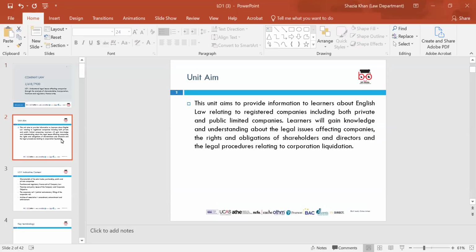Moving on to the next slide, the unit aim is to provide information about English law relating to registered companies. So how companies register, what types of companies we have. We'll be looking at private and public limited companies, and the learners will gain knowledge and understanding about the legal issues affecting companies, the rights and obligations of shareholders and directors, and the legal procedures related to corporation liquidation. So that's what we'll be concentrating on in learning outcome 1, which is the first learning outcome.